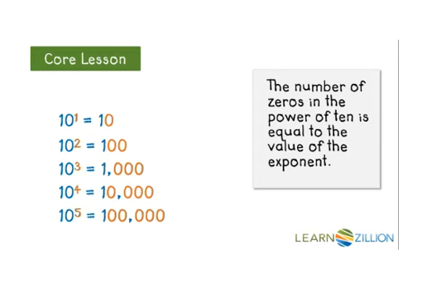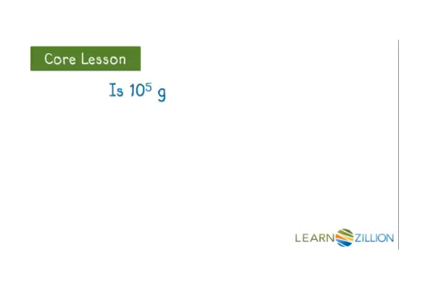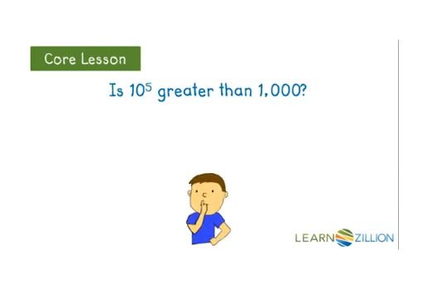This makes sense because each time we multiply by 10, we are shifting to the left in our place value chart. If we shift to the left 4 times, we end up with 10,000. Let's return to our original problem. How can we use what we know about writing powers of 10 using exponents to help us solve this problem?